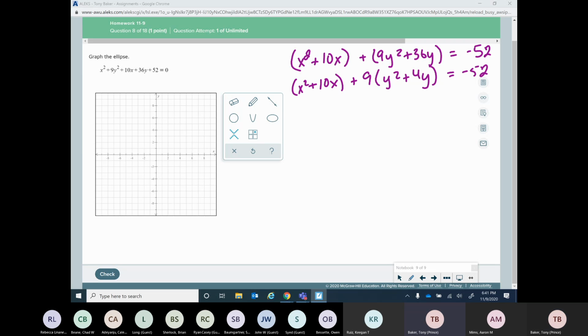So the first one, I've got 10. So I'm going to add it. I'm going to do 10 divided by 2 is 5. 5 squared is 25. So this becomes x squared plus 10x plus 25. And now my 4 divided by 2 is 2. 2 squared is 4. So I'm going to add 4 to that side.